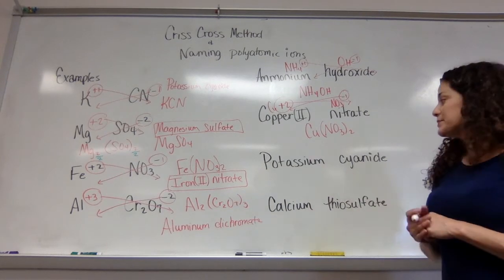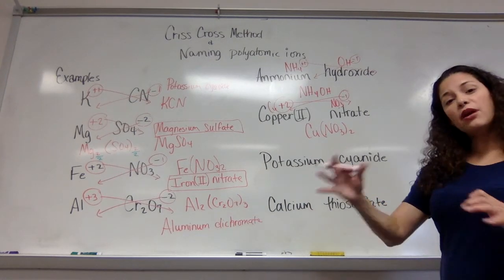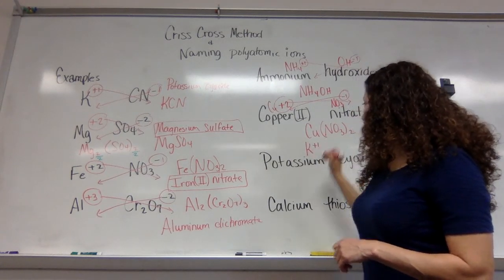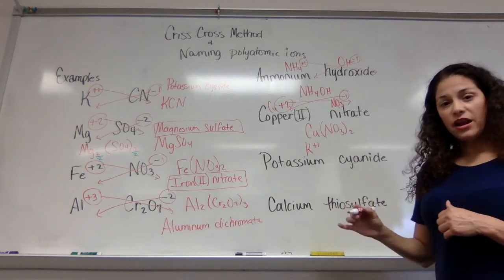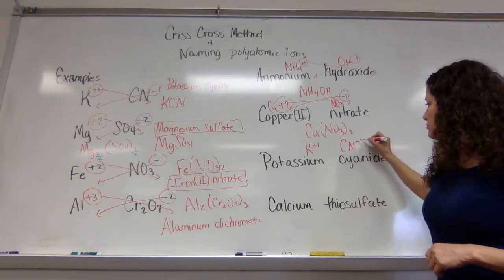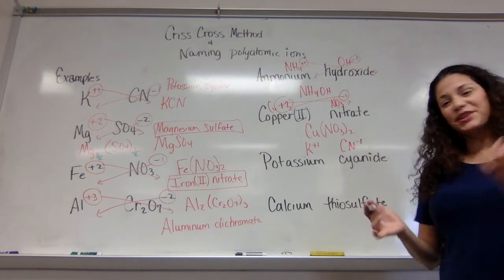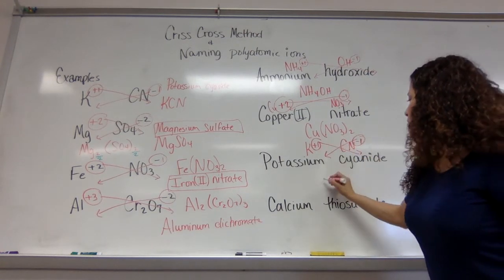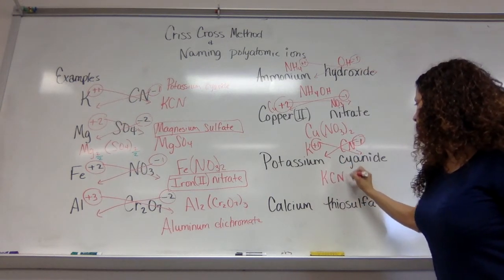All right, potassium cyanide. Okay, so I look at my periodic table, the symbol for potassium is a K, and he has a +1 charge. Cyanide on my polyatomic chart is a CN with a -1. Once again, 1s are great because you don't have to do anything special. Criss, cross. So I have KCN.